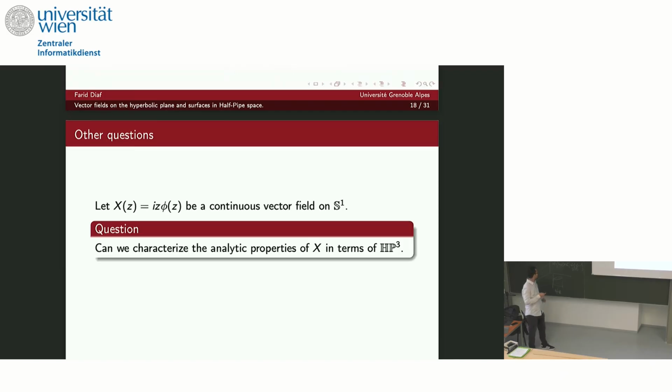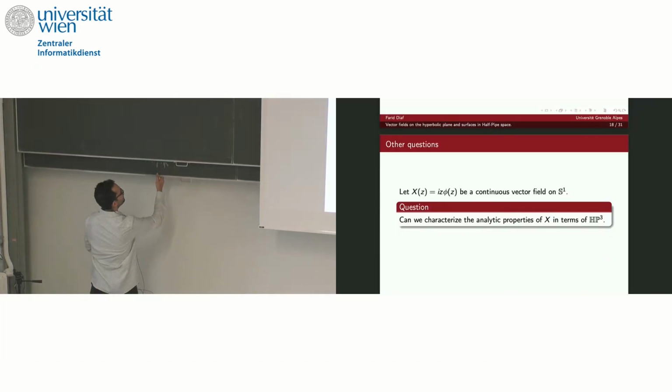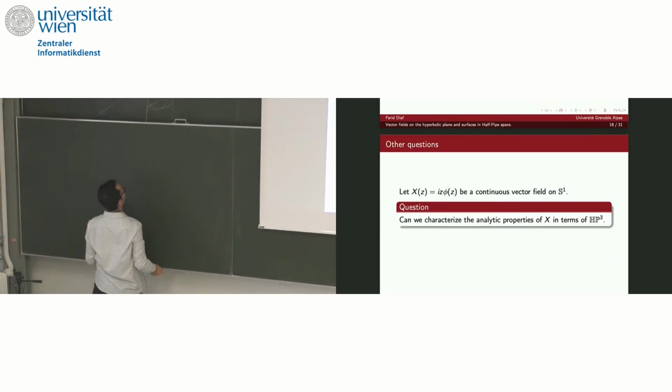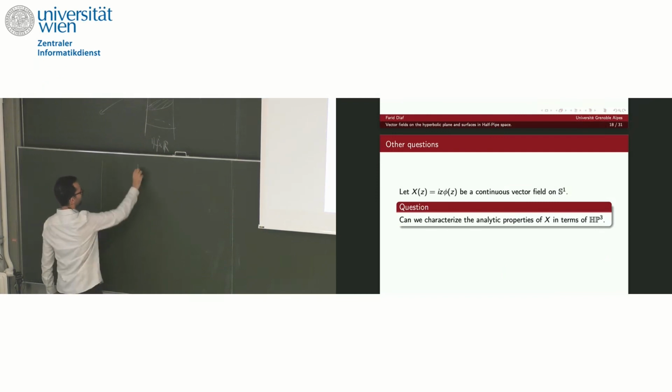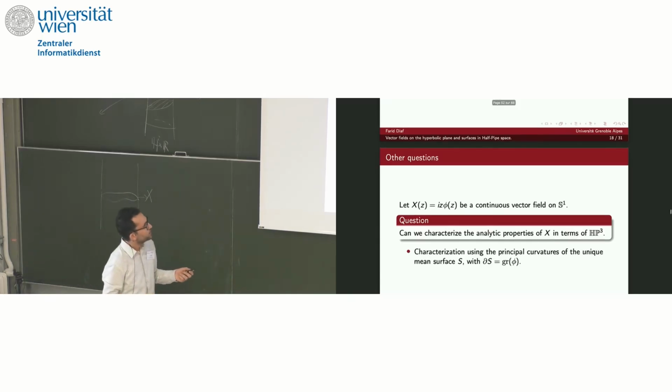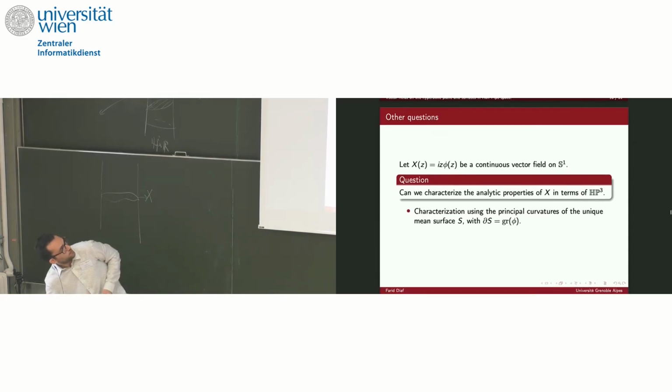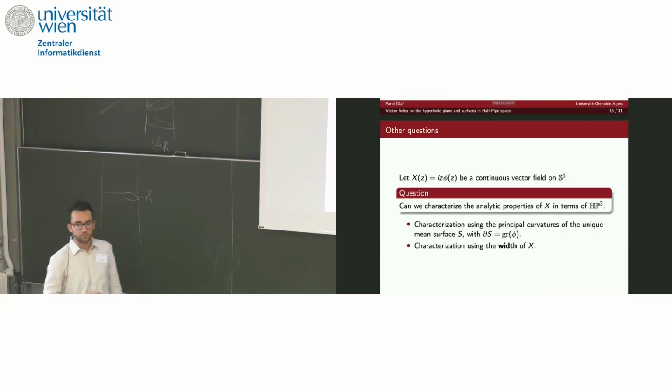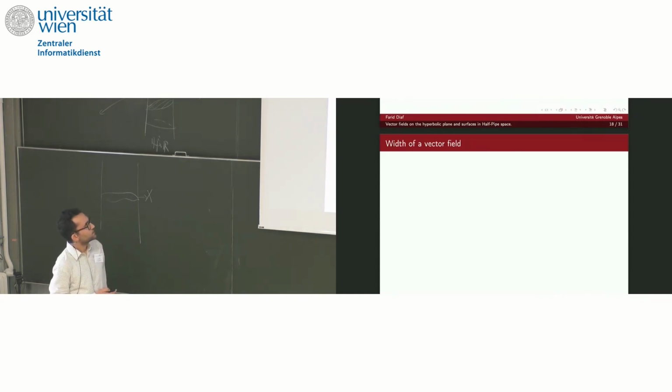And so this is the question. I have some vector field like this, and I want to characterize the regularity of this vector field in terms of geometric property of my H2 cross R. For instance, I would like to use the principal curvature of a surface, or the width of a vector field. Maybe let me try to explain to you what I mean by width. So the width is defined as below.